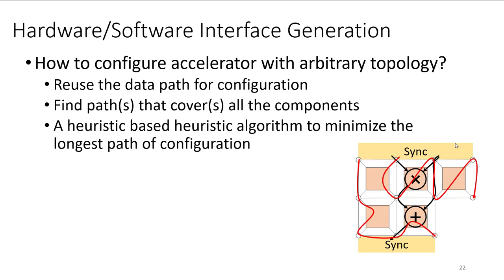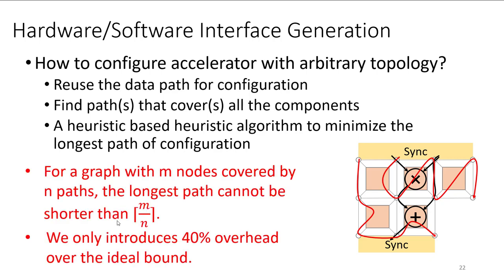We use a heuristic-based adjusting algorithm to generate these paths. Each time we pick the longest path and randomly cut some of the nodes and connect them to a shorter path, to see if the longest path of all gets shorter, until it converges. Compared with the ideal lower bound, this algorithm introduces only 40% overhead.